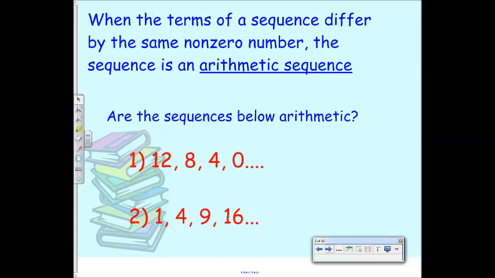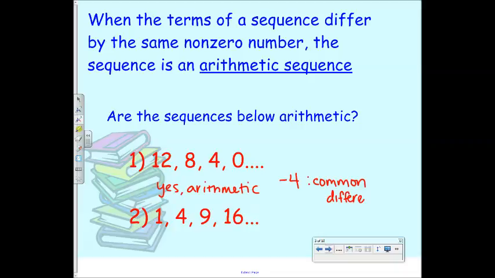So take a look at number 1. Number 1 here says 12, 8, 4, 0. That is an arithmetic sequence if it follows the same pattern from one to the other. So is there a pattern in this sequence to go from 12 to 8, 8 to 4, and 4 to 0? What would be that pattern? Minus 4. So we would say that yes, this is an arithmetic sequence. And negative 4 is what's called our common difference, because we're going minus 4 to get from each data point to the next.